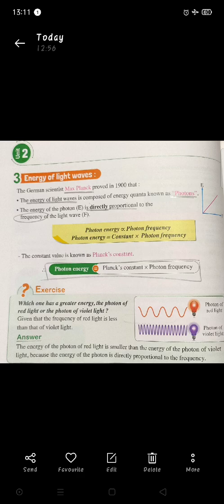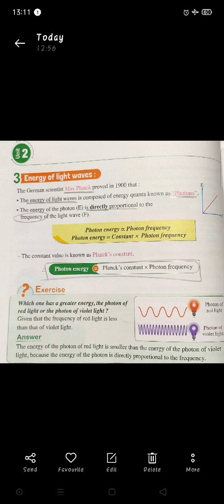He said that the energy of the photons is directly proportional to the frequency of the light wave. This means that as the frequency increases, the energy of the light waves will increase. We can write the rule as photon energy equals Planck's constant by photon frequency. The energy of photons equals Planck's constant by the photon frequency.